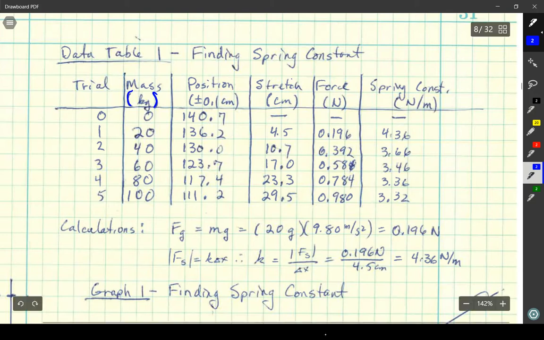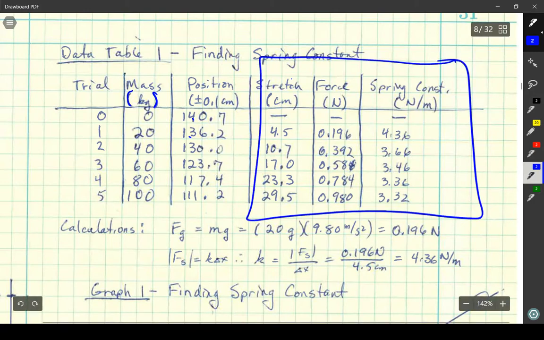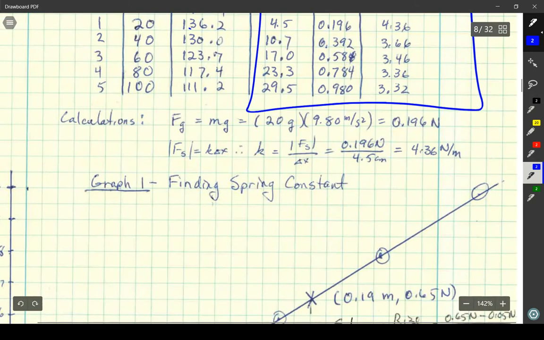This here, the stretch, is a calculation. The stretch is the difference between this number and this one. And so I'm not requiring you to put uncertainties for calculated values. So the stretch, the force, the spring constant, all of these were calculated. And because they were calculated, you don't have to have an uncertainty there. We're just using significant digits to keep track of it. Here I have a sample calculation showing a couple of my equations there that were used in the table above.